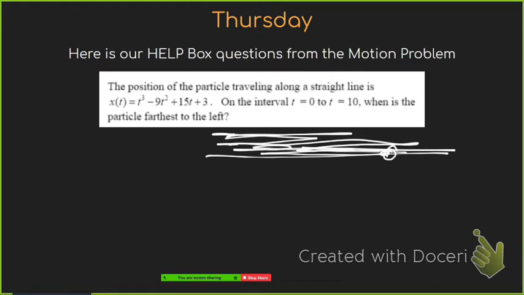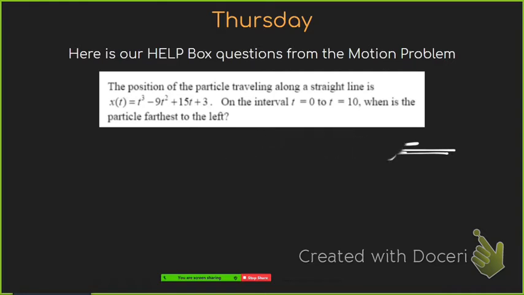All right. And that's the function that determines the position of the particle. So it tells us where it is on that number line. Is it at 2? Is it at 3? Is it at -5? We don't know.